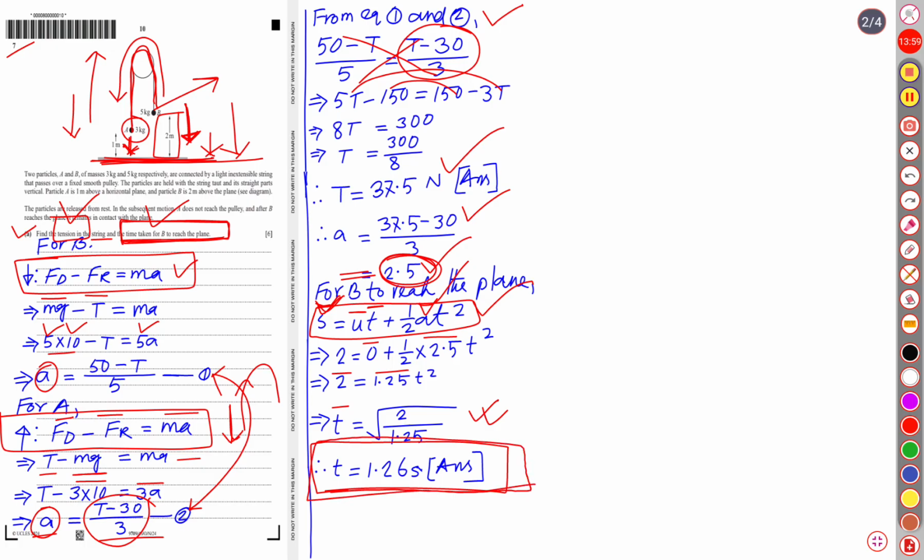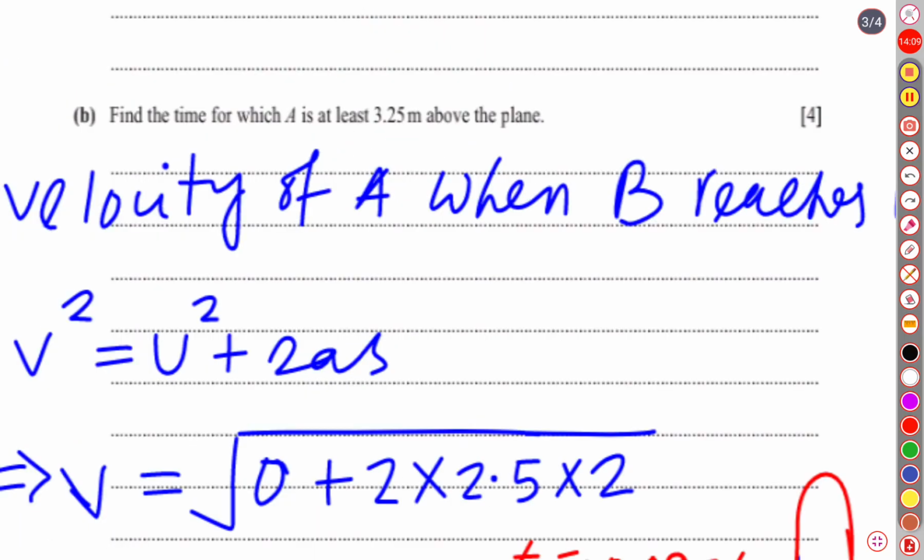I think you have understood as per my explanation. Let's see what question B says. Question B says, find the time for which A is at least 3.25 meters above the plane. The question seems very simple, but there is a twist in it, because of the time that has been mentioned. I'm going to clarify it stepwise.